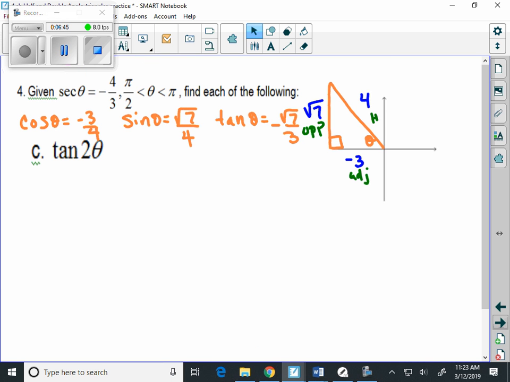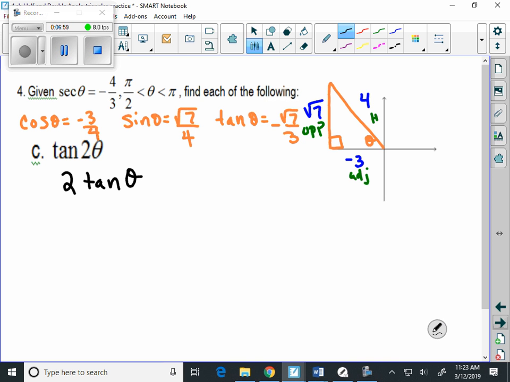Once again, we're still on the same problem. This time we're figuring out the tangent of 2 theta. So our formula is 2 tangent theta divided by 1 minus tangent squared of theta.